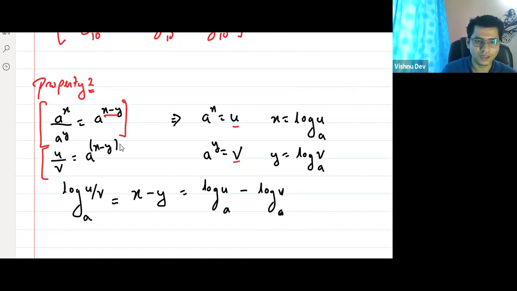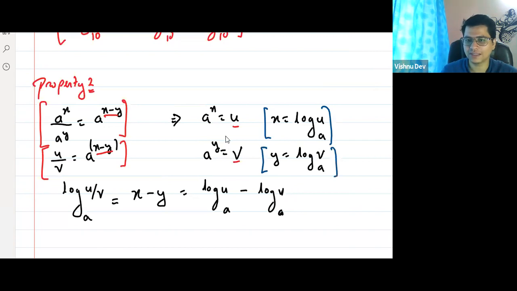Now think about it, right? What is x minus y? x minus y is the power. So if you convert it to log, you will get this, na? Okay. And then, yes, you have to make the new foundation book, right? Foundation book should be separate, na? Okay, right? Now, individually, I know that a^x is u, so x is equal to log u base a. a^y is v, so y is log v base a, right? Just put the value of x and y over here. That's it. That's property 2.